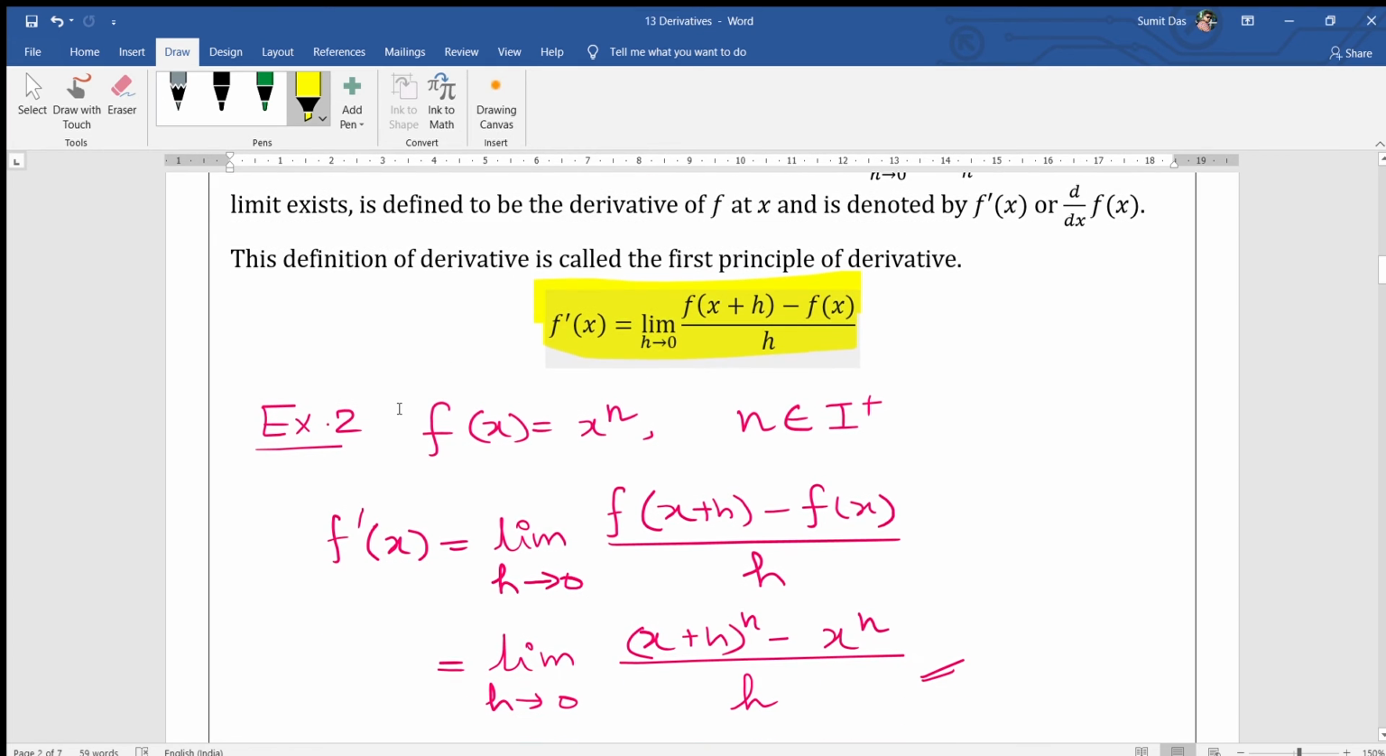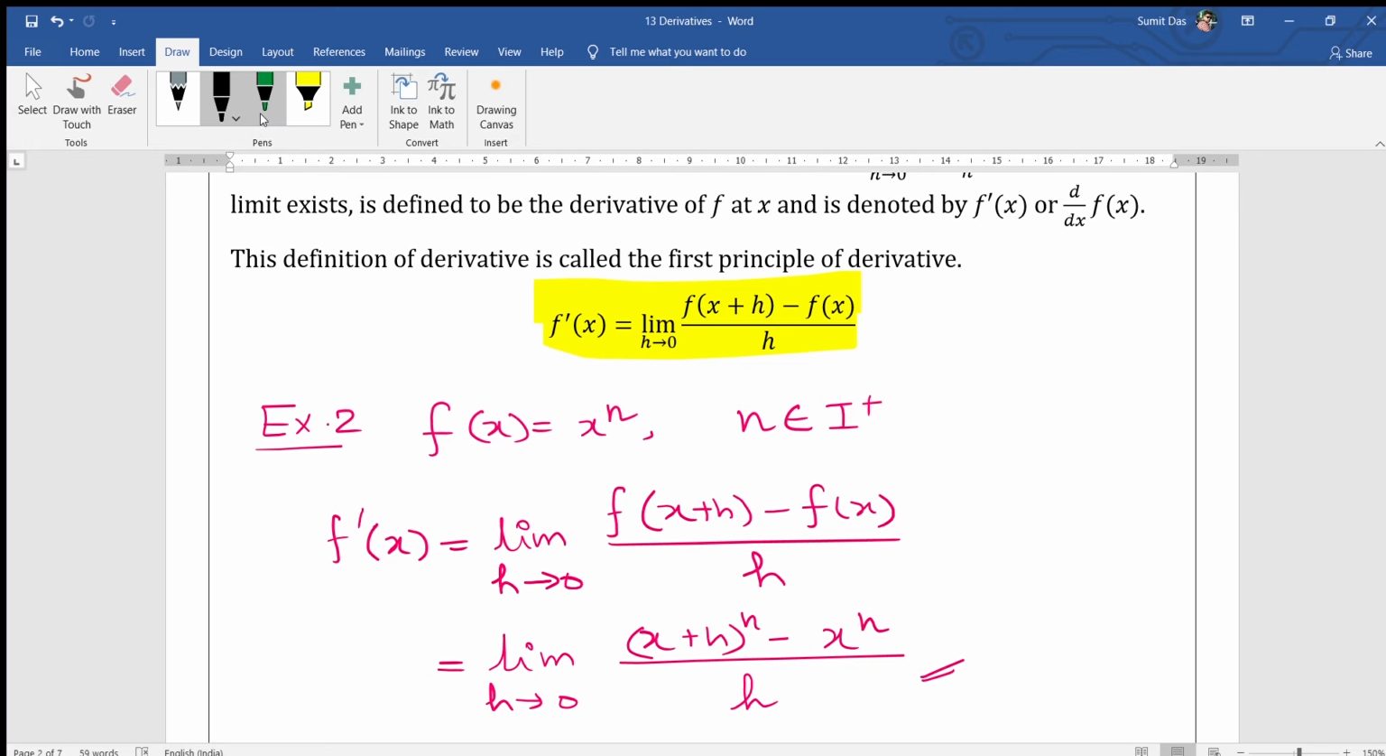Example. Okay, so in the example, I'm starting with the derivative. Basically, the derivative formula is f dash x equals limit h tends to 0 of f of x plus h minus f of x, divided by h. Here also, our f x is given as x to the power n, and n belongs to the positive integers. If we have to find f dash x, that means the derivative of f x, we just use the formula directly.